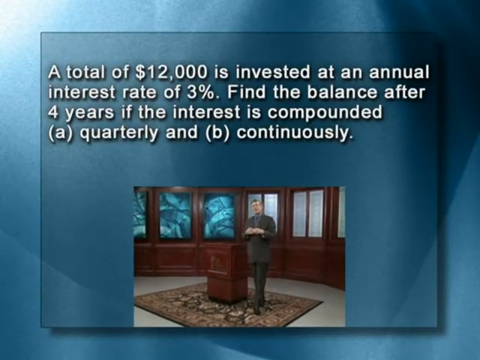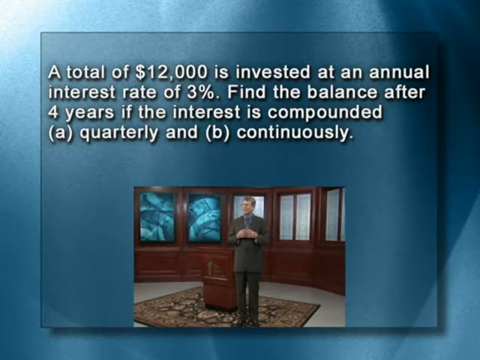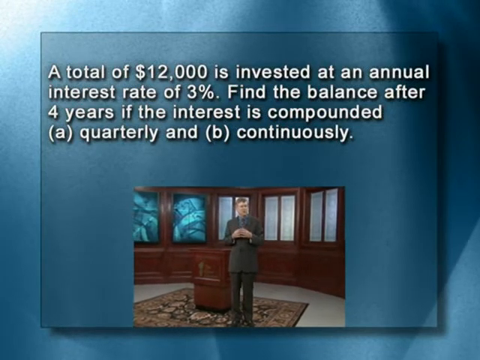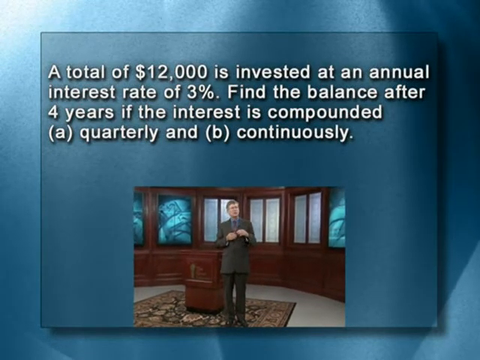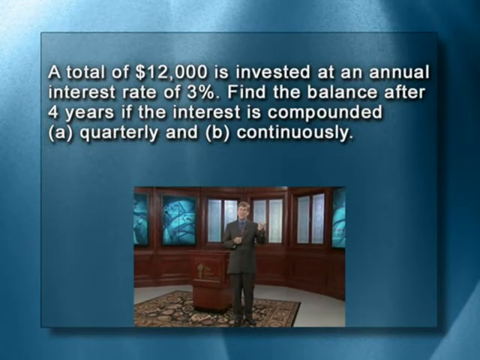Let's do an example to show how these formulas work. Suppose you've got $12,000 and you're going to deposit it in a bank at 3% interest. Let's find the balance after 4 years in 2 different cases. First of all, it's compounded quarterly, and second of all, it's compounded continuously. You think you'll have more money if it's compounded continuously? You would think so, wouldn't you? It's being compounded more often. You think you might have an infinite amount of money? Now, it's too bad you don't, but you have slightly more.